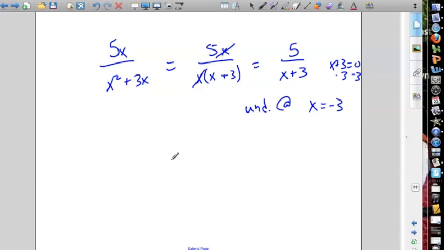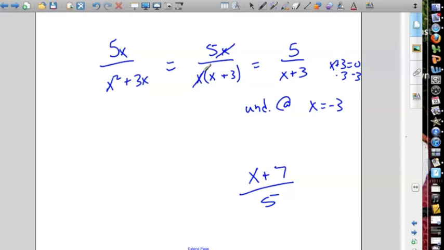Not all expressions have a point where it's undefined. If I went through and simplified and I got something like x plus 7 over 5, this is an expression. I can't simplify it any farther, and there's no value for x that will ever make this undefined. And so sometimes all numbers are going to work. Sometimes there are no values where x is undefined, and that's okay to have that as well.